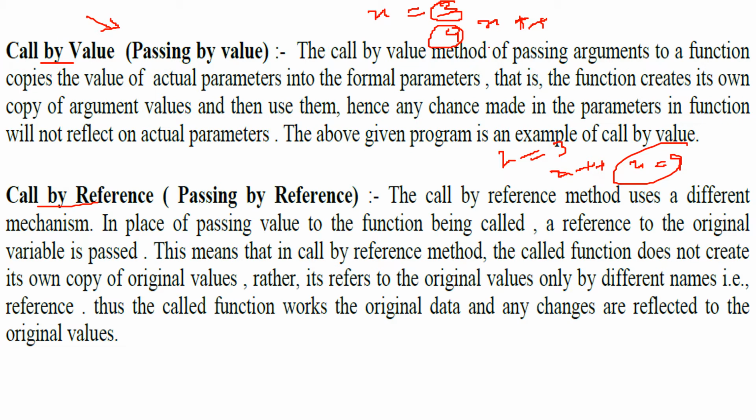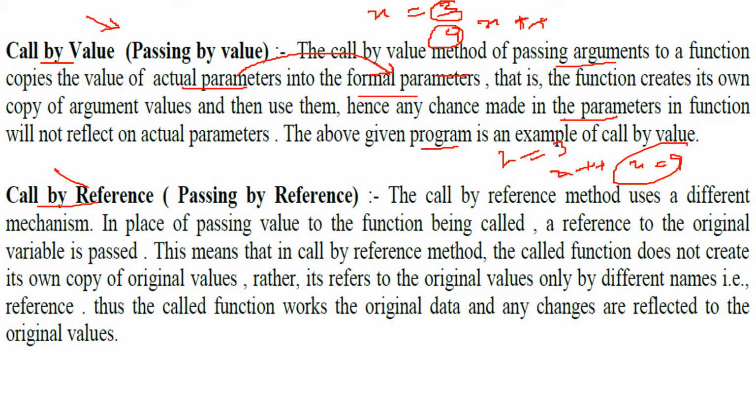So in call by value, we pass the arguments to a function. It will just copy the value of the actual parameters to the formal parameters. That is, the argument will create its own copy. So any modification that has been done to the formal parameters will not be reflected in the actual parameters. And the addition program we have just seen is an example of call by value.